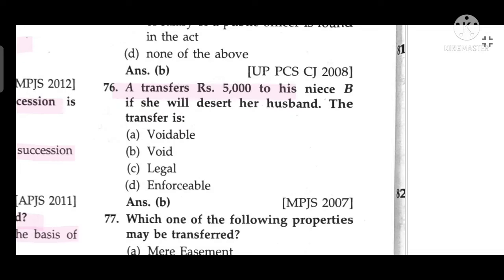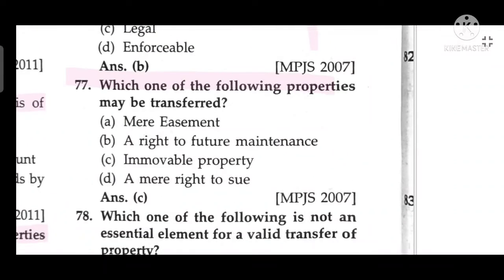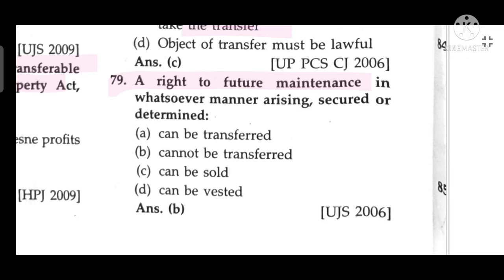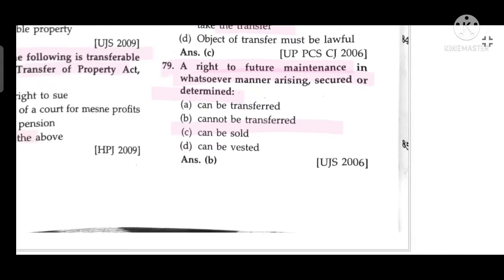A transfer of rupees 5,000 to his niece if she will desert her husband. The transfer is void. Which one of the following properties may be transferred? Immovable property. Which one of the following is not an essential element of a valid transfer of property? Transferee may not be competent to take the transfer. The right to future maintenance in whatsoever manner arising, secured or determined cannot be transferred.